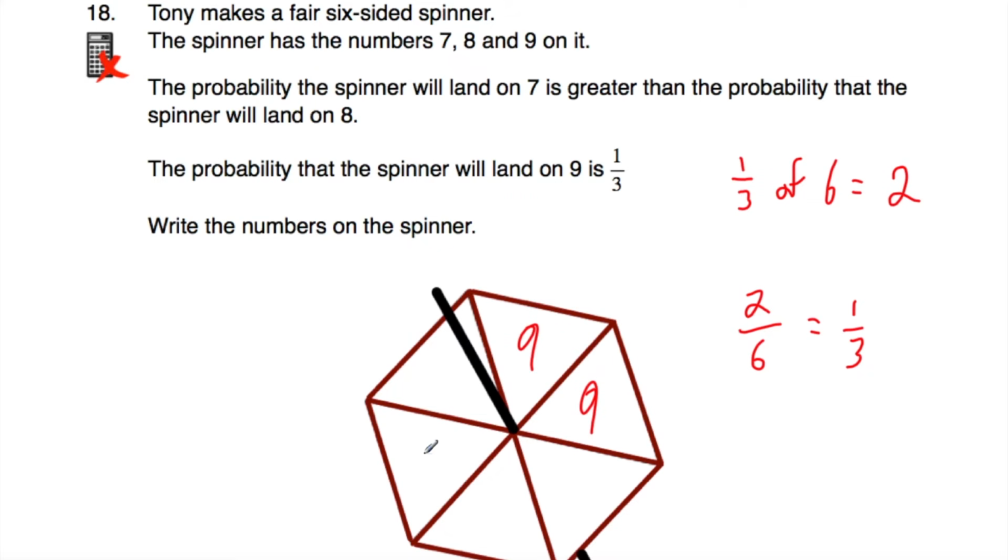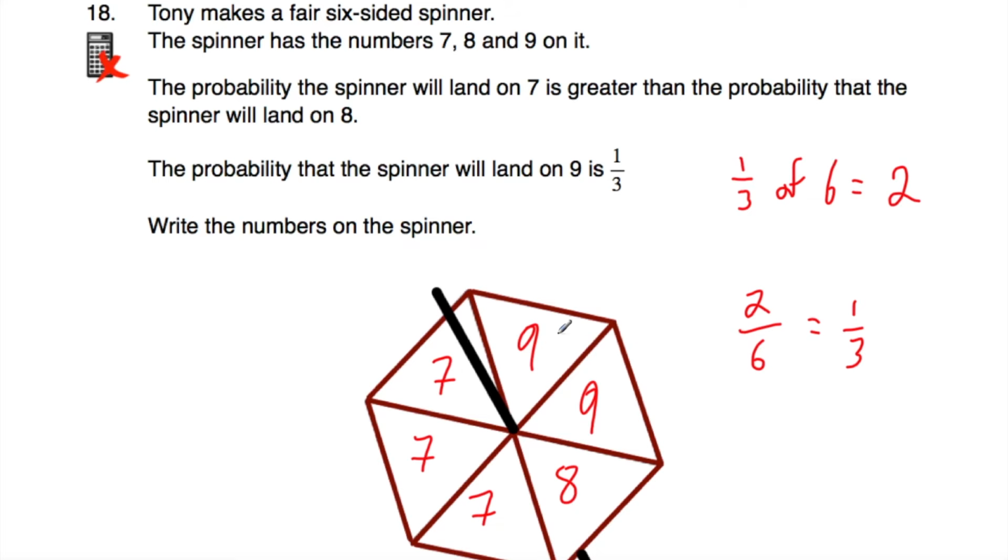So the rest of the sections must have 7s or 8s in them. Now we're told the probability that the spinner lands on 7 is greater than it landed on an 8. So that means there's going to be more 7s than 8s. But there's 4 sections, so it's not going to be 2 7s and 2 8s. It's going to have to be 3 7s and 1 8. Because the probability of getting a 7 is greater than the probability of getting an 8. And we know that it does have 7s, 8s and 9s on it, so there has to be at least 1 8. So that's it.